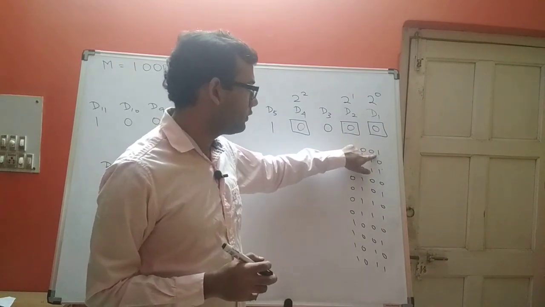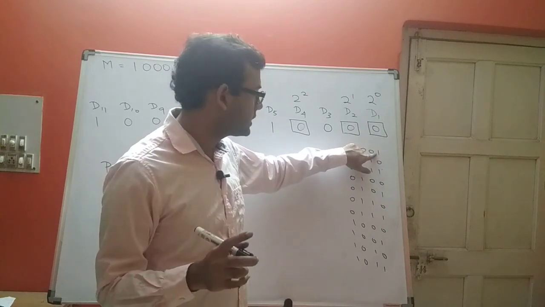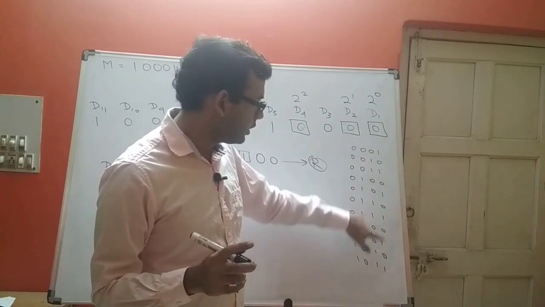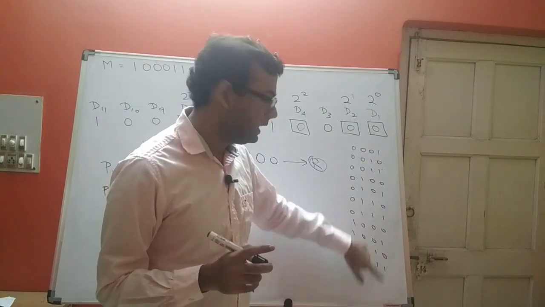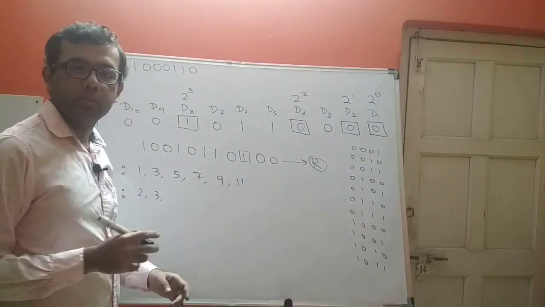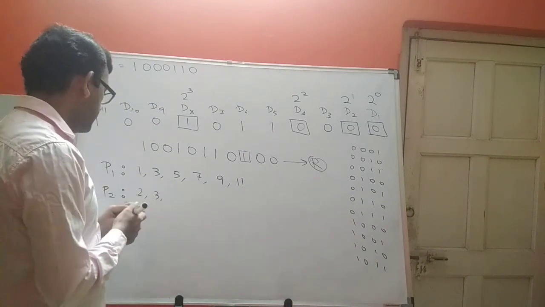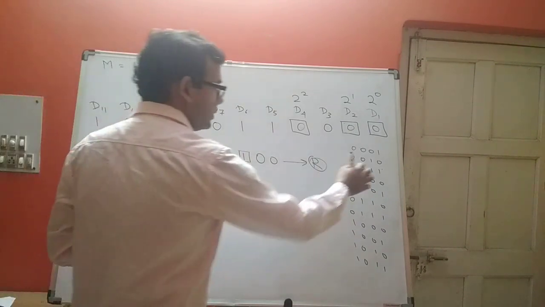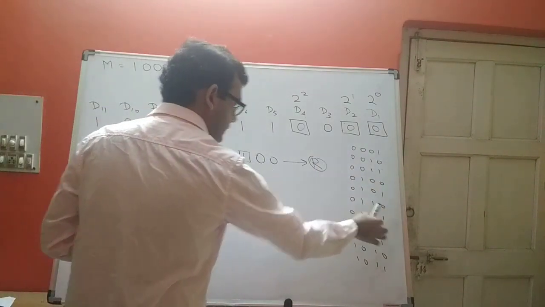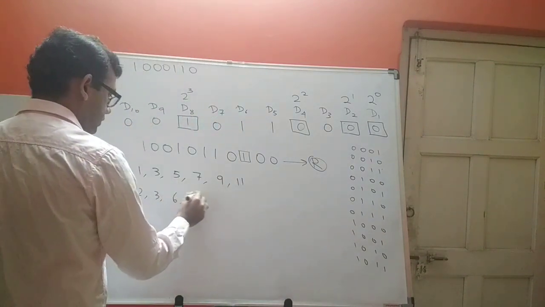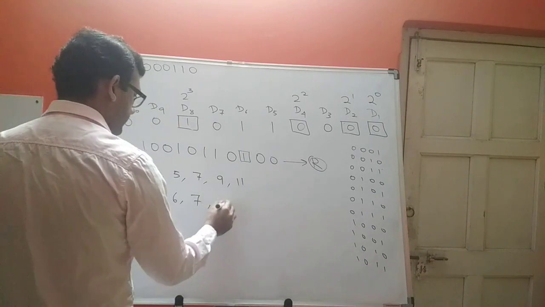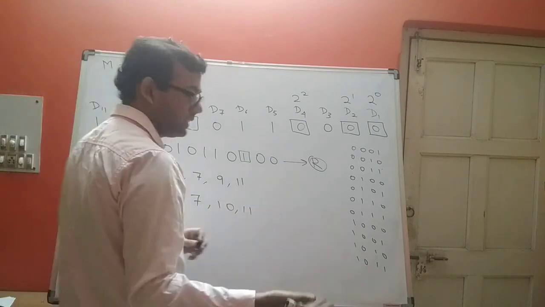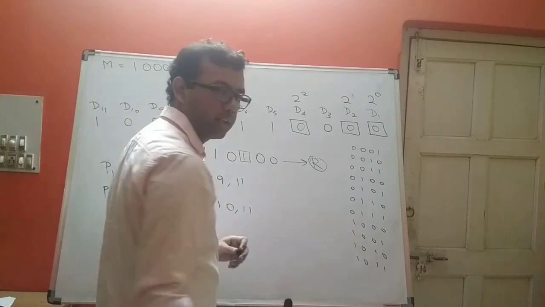In order to find the positions which are dependent on the first parity, I'll simply check this column where there are ones. So there are ones at 1, 3, 5, 7, 9, 11. So these are the positions on which P1 depends. Similarly, P2 depends on 2, 3, 6, 7. You skip 8, 9 and then you write 10, 11. That's why, since I didn't remember the values, I had to construct the table once again.